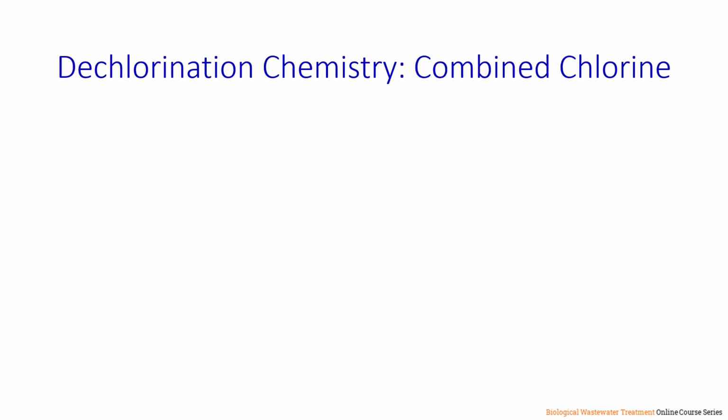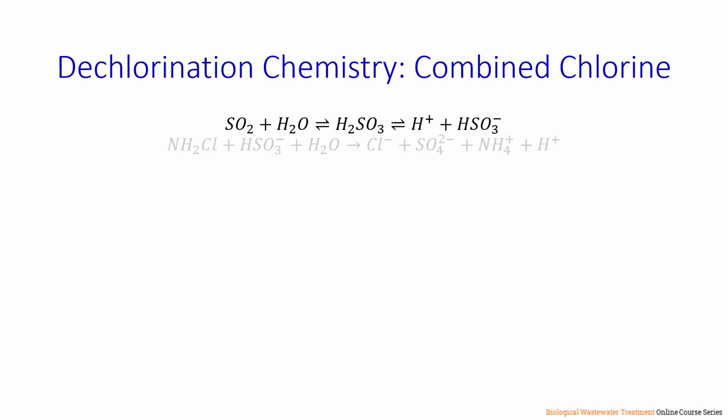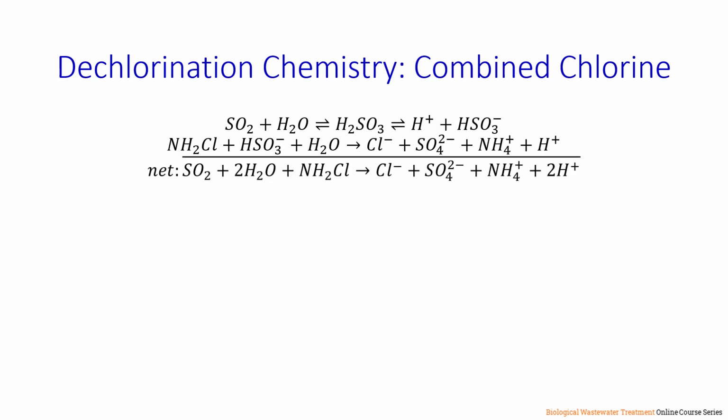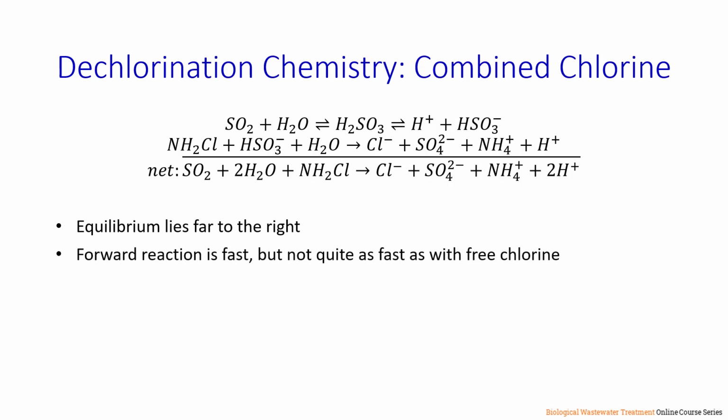We'll consider next the chemistry involved in dechlorination with combined chlorine. The same reaction is illustrated as before for formation of the bisulfite ion, which in turn will go on to react with monochloramine as a representation of combined chlorine. And we get the net result of those two reactions by just simply adding them up. Again, what we observe is that we generate some acid as a result of this, but also an ammonium ion. Here again, the equilibrium for this reaction lies far to the right, and the forward reaction is fast, but not quite as fast as the reaction that was illustrated for free chlorine.